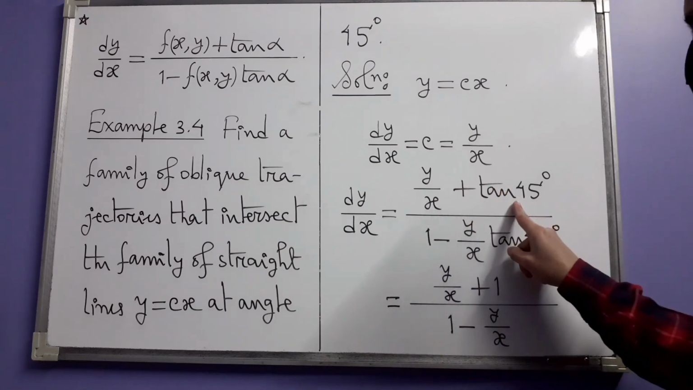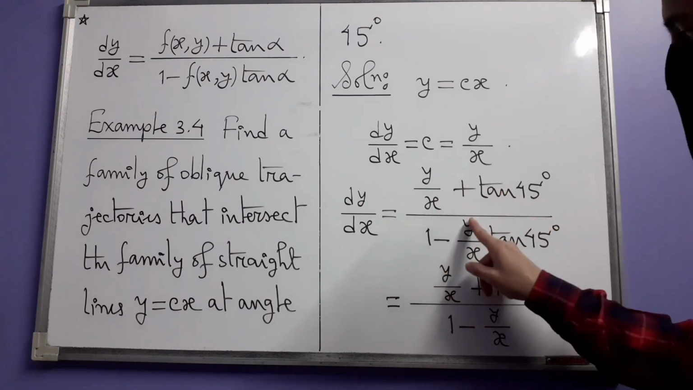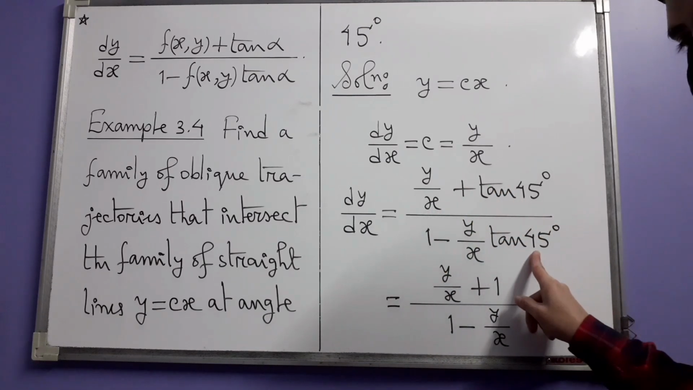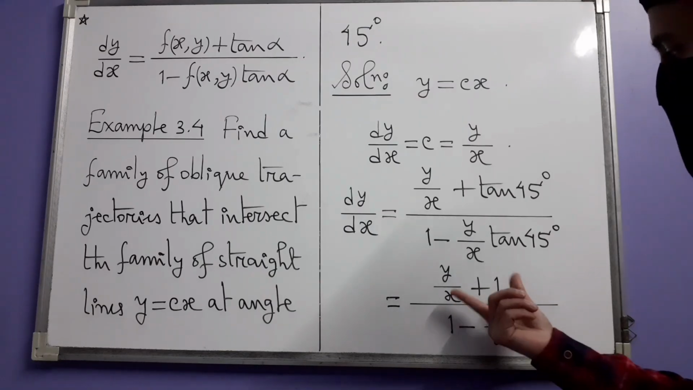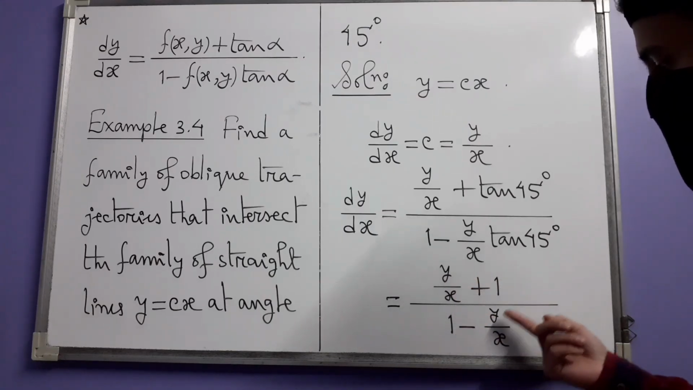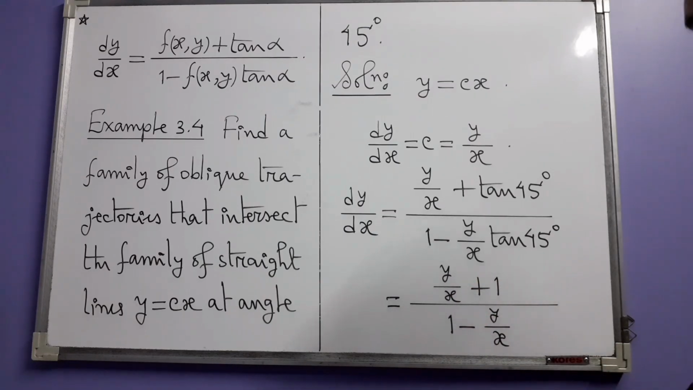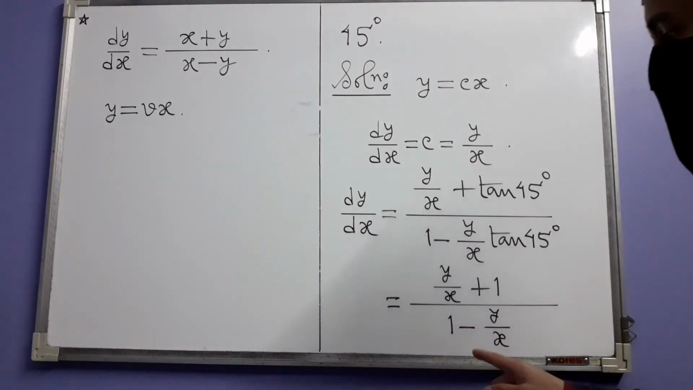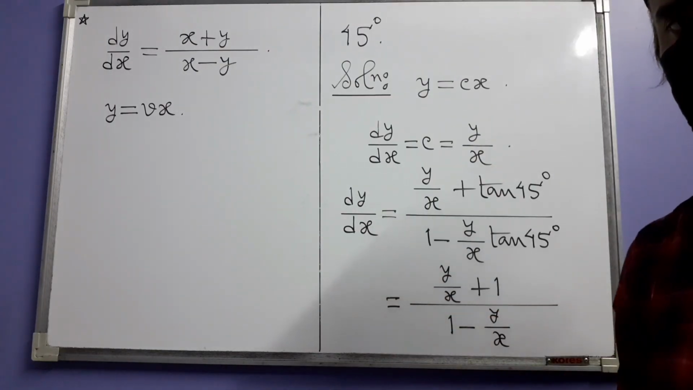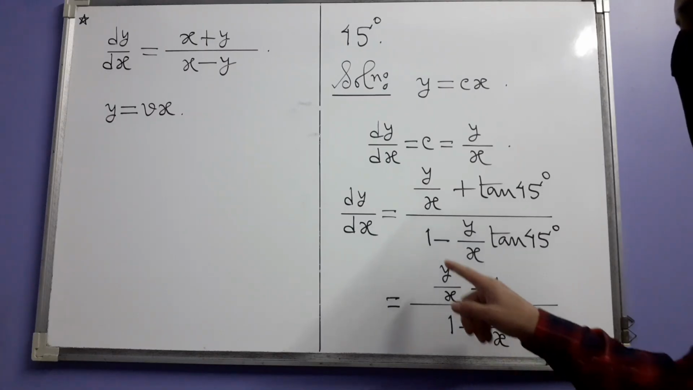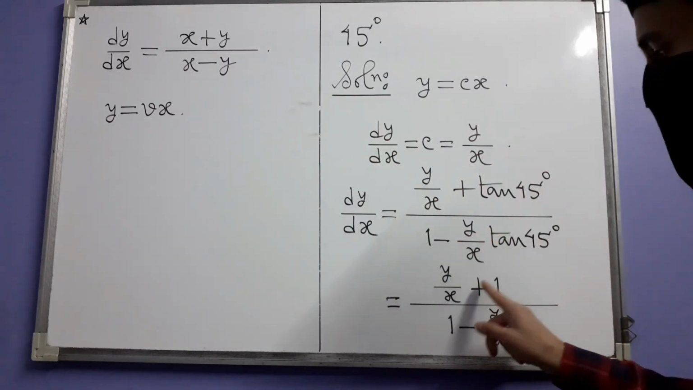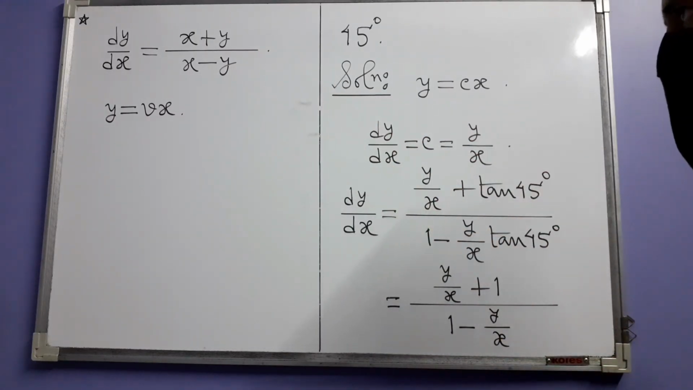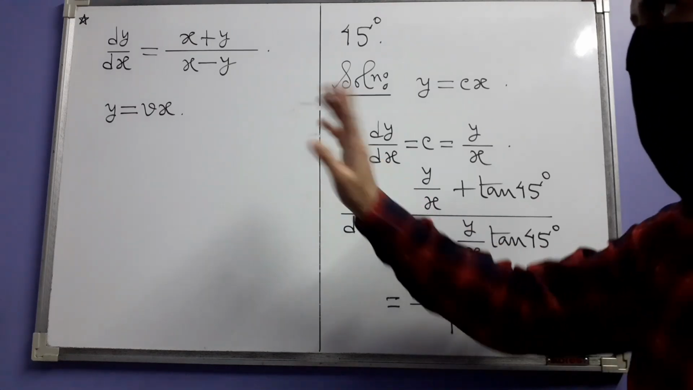So this plus tan 45 divided by 1 minus y over x times tan 45. Tan 45 is 1. So we get y over x plus 1 divided by 1 minus y over x. And now we will simplify this a bit more. And simplifying this, we get this. You just multiply the numerator and denominator by x. So that way the numerator becomes x plus y, or y plus x, same thing, divided by x minus y.